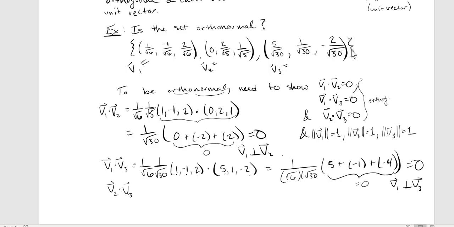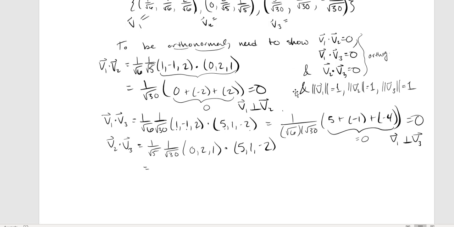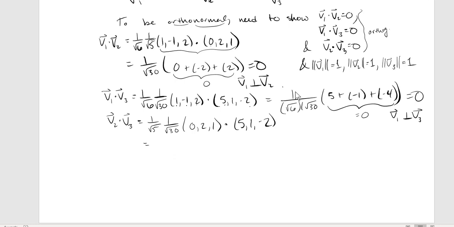Now finally the last pair, V2 and V3. I'll use my usual trick of pulling those scalars out front to make it easier. What do I have left? 0, 2, 1, dotted with 5, 1, negative 2. Let's see what I get here.